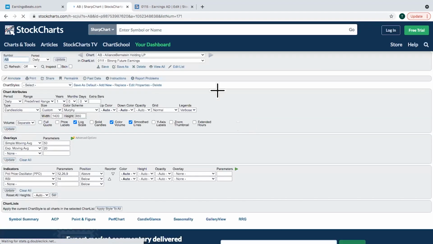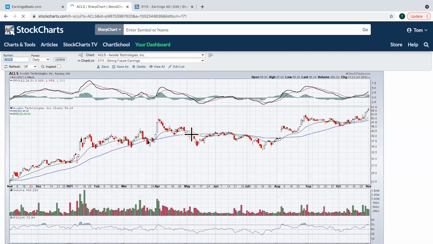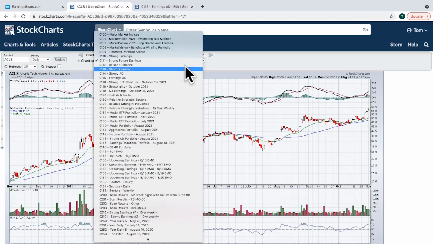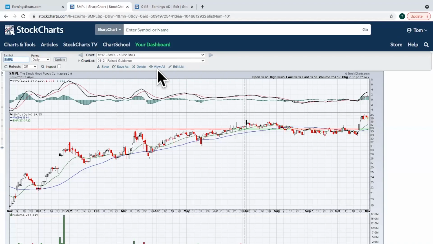So again, you could pull these up and take a look at them one by one. You can see AB clearly trending higher, looks very strong. ACLS, Axcelis Technologies, just breaking out, making a move, nice volume. That's what you're going to see with this particular chart list: stocks that are showing some nice strength. Next up, raised guidance. Again, companies that raised their guidance, and I'll pull this up in the edit so you can see how many are on here.